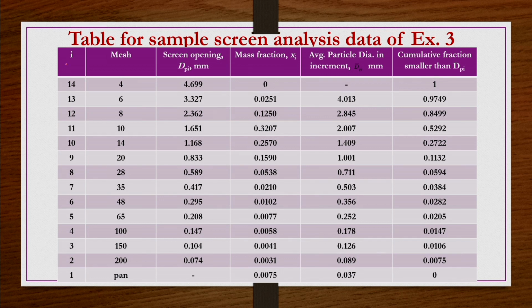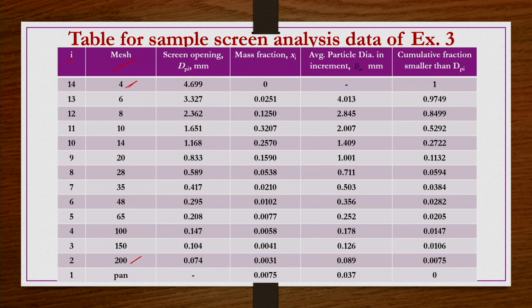Screen increment i and the mesh number are given. In screen increment we in general give the largest number at the top and then the smallest at the pan, so the pan is 1, then 2, 3, 4 like that. So, 14 increments are there. The finest mesh that is used is 200 mesh, at the bottom, and the coarsest mesh that is used is the 4 mesh, at the top.